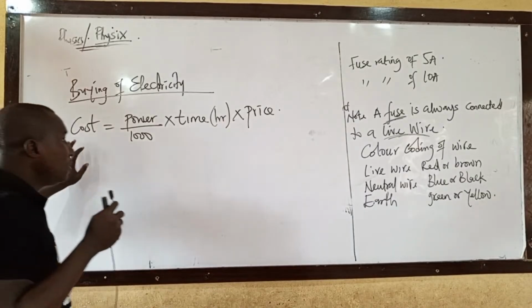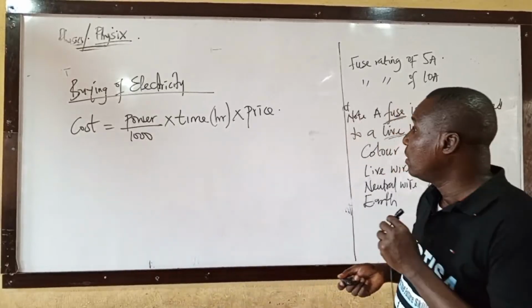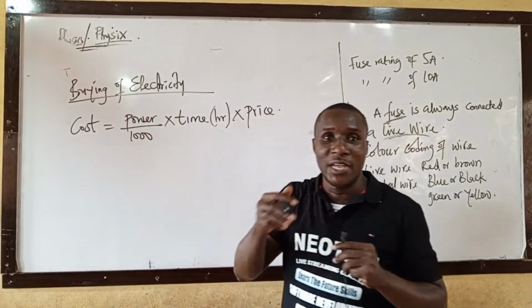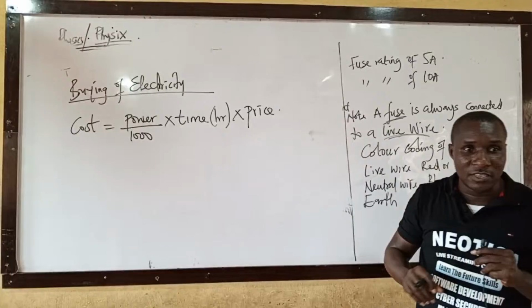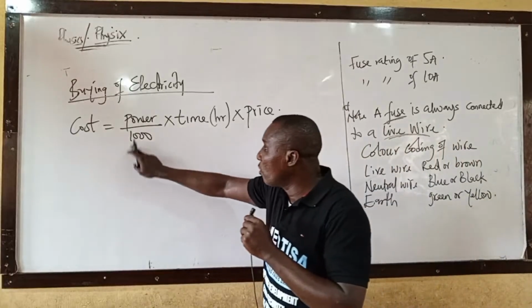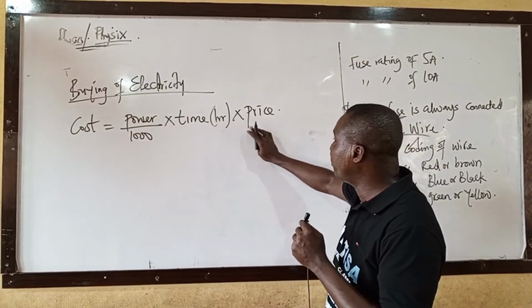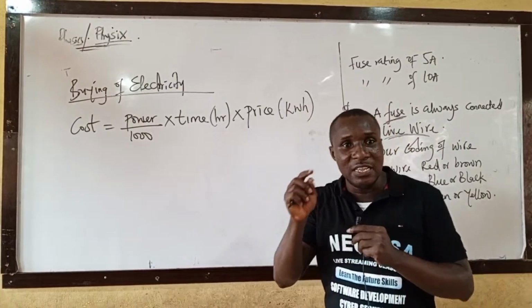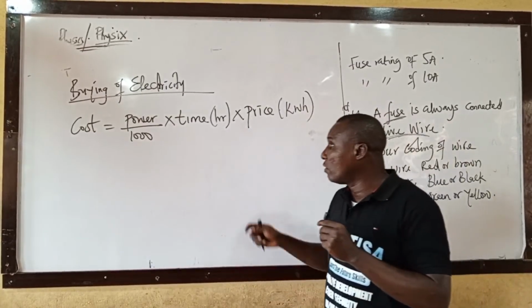Take note of that. That means cost is equal to power over 1,000 times time. The time must be in hour, times price, kilowatt hour. Because they will sell a particular unit to you at what? Kilowatt hour. Take note of that.